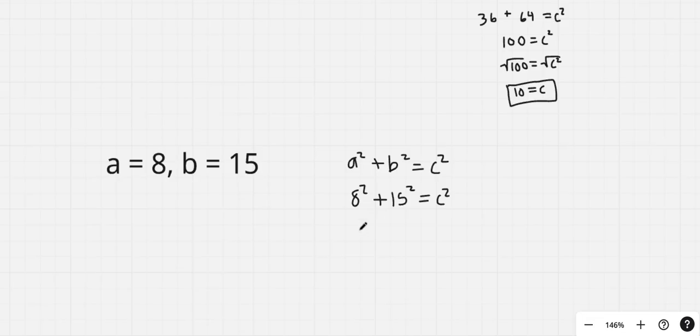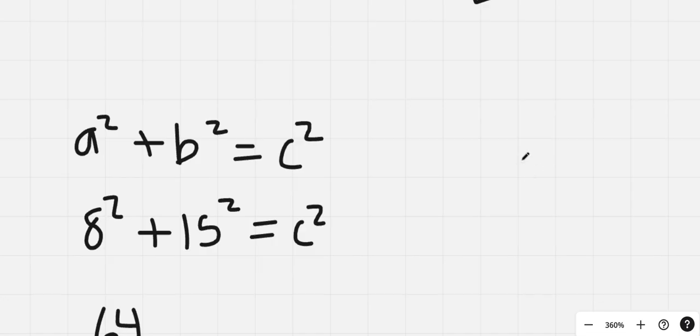8 squared is 64. Now, what is 15 squared? Well, let's see. 15 times 15. We're going to do 5 times 5 is 25. Write our 5. Carry our 2. 5 times 1 is 5. Plus 2 is 7.